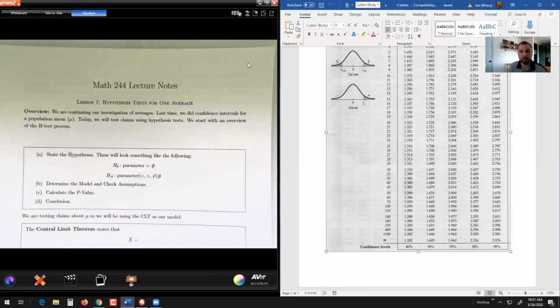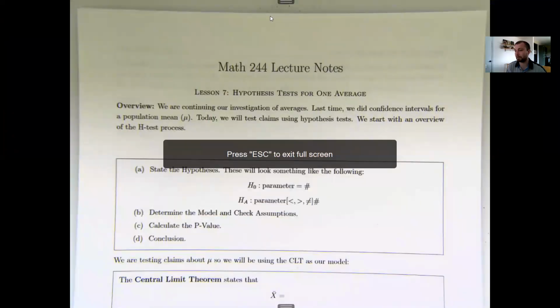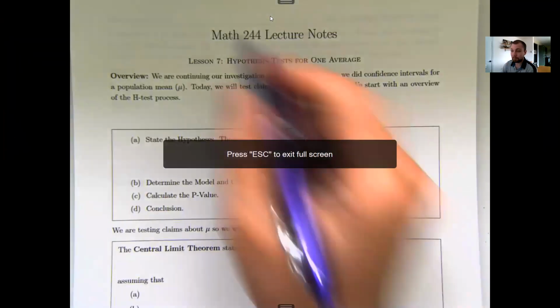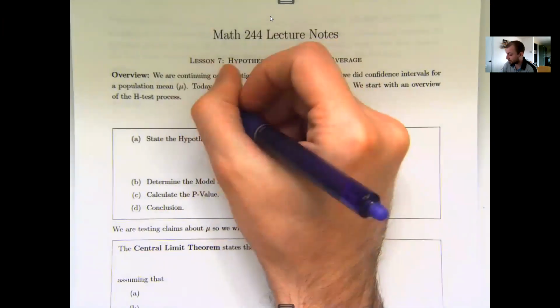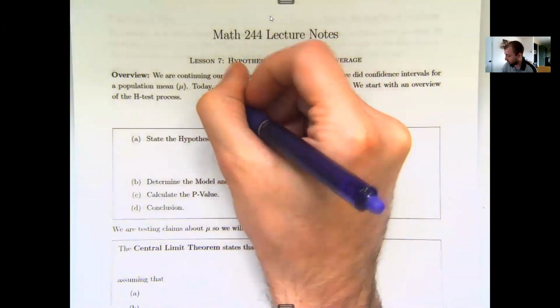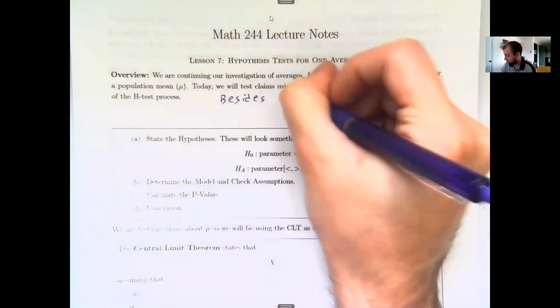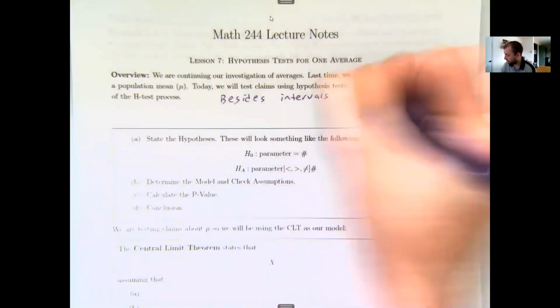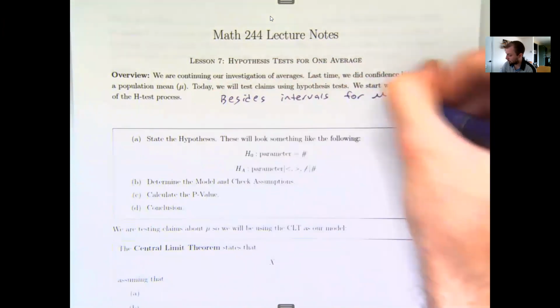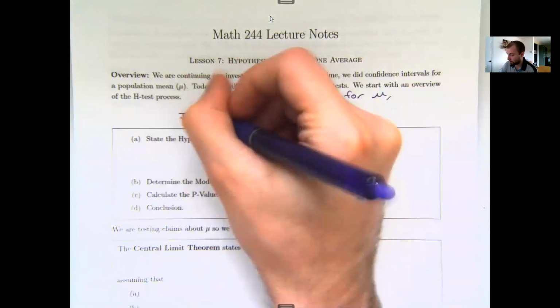I use this table when I'm working with confidence intervals. I don't use this for hypothesis tests, so I'm just going to ignore that for a second. And my second part of this, besides intervals for mu, I want to test claims.